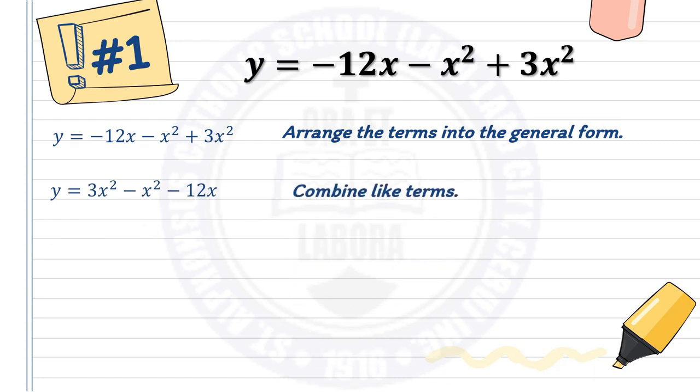Next, combine like terms. 3x squared and negative x squared here are similar or like terms, so we can combine them. In that case, 3x squared minus x squared would be 2x squared. So the general form of this function is y equals 2x squared minus 12x.